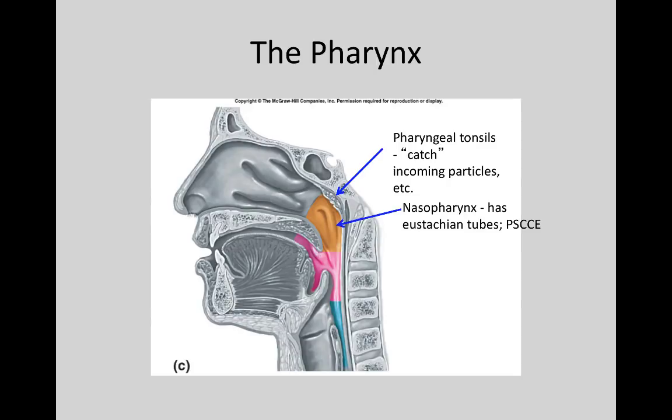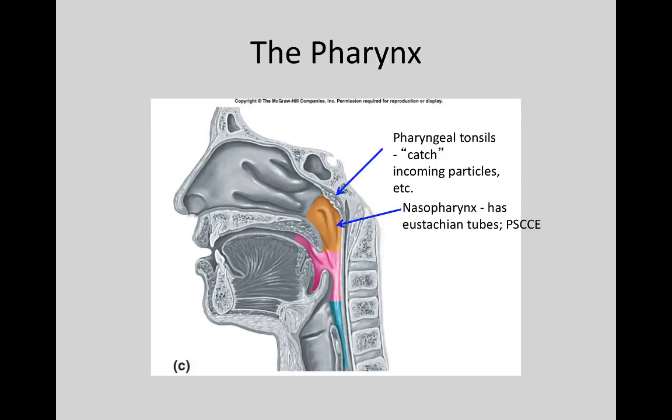Next, air moves into the nasopharynx. Like the nasal cavity, the nasopharynx is lined with pseudostratified ciliated columnar epithelium to trap debris. This is also where the eustachian tubes join from the inner ear, equalizing pressure between the outside and inside environments.